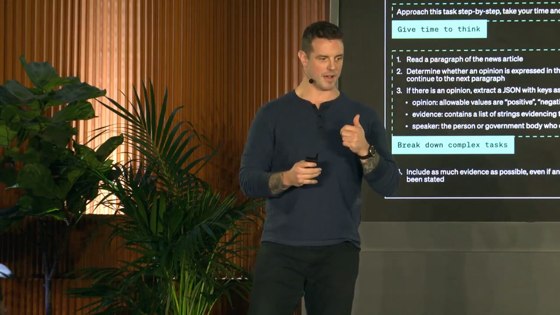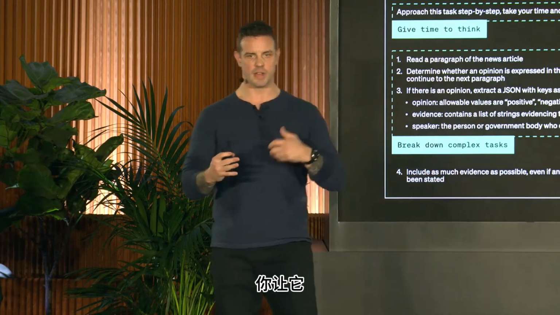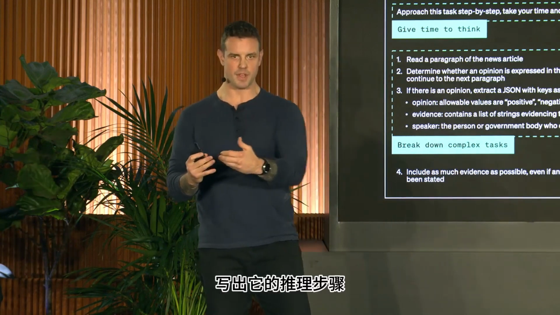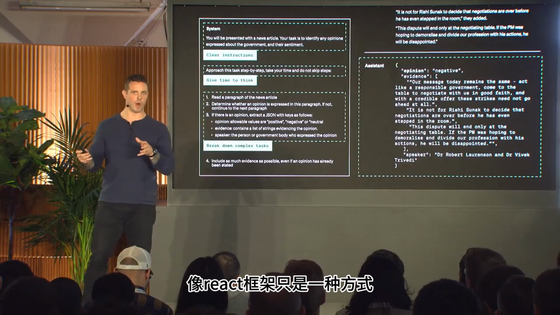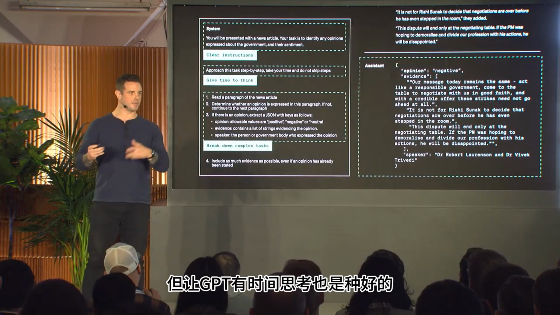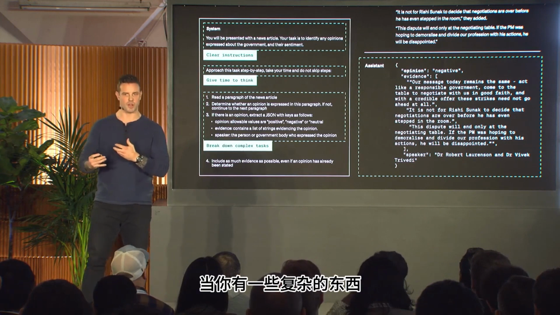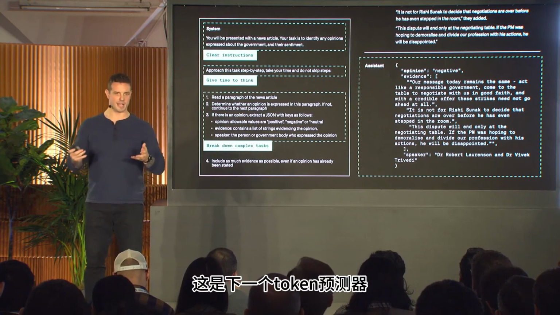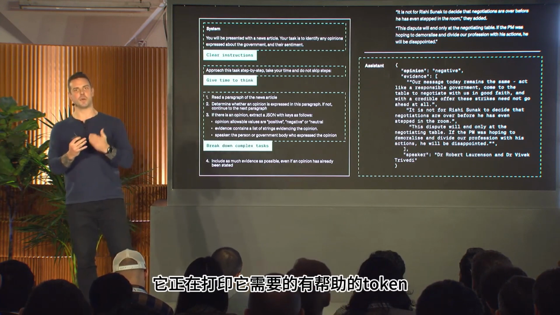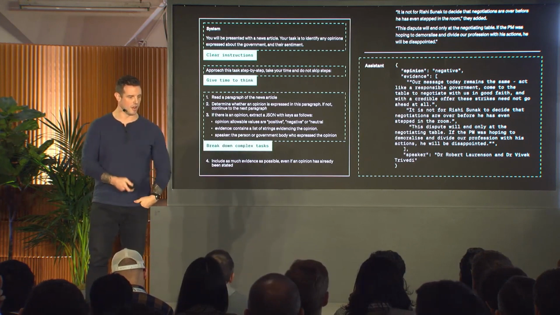But really, for giving it time to think, I would think of things like the ReAct framework, where you get it to write out its reasoning steps. So it's basically helping itself get to the answer. The ReAct framework is just one way that you can approach that, but giving GPTs time to think is another great way of dealing with cases where you have some very complex logical reasoning that you need it to do. At the end of the day, it's a next token predictor, and it's printing the tokens that it needs to help it get closer to that answer, depending on the strength of your prompt.